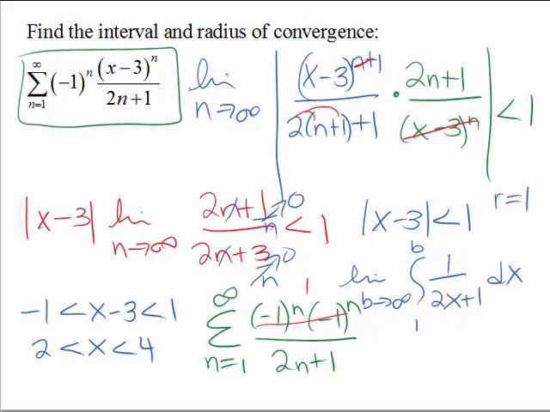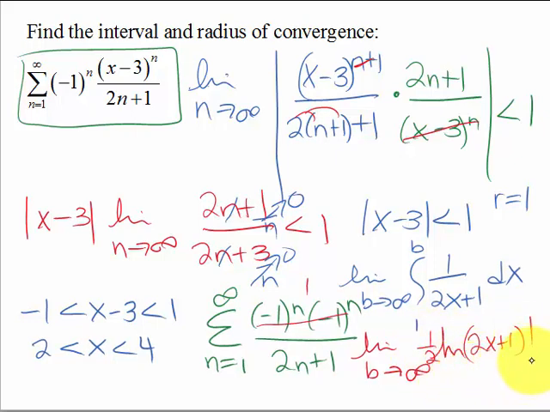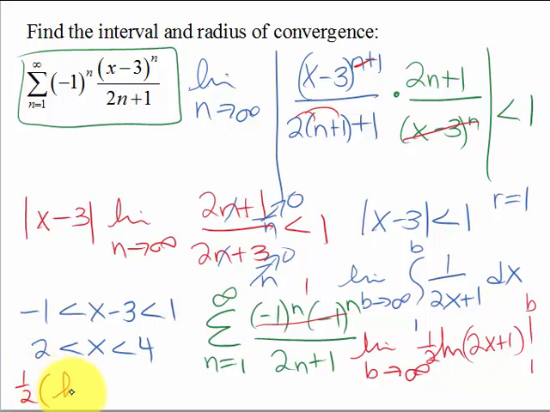And so as I go to do that integral, I'm still going to have the limit as b goes to infinity of the natural log of 2x plus 1, and then I need a 1/2 out in front because of the chain rule, and we're going to evaluate that from 1 to b. So we have 1/2 times the natural log of 2b plus 1 minus the natural log of 1.